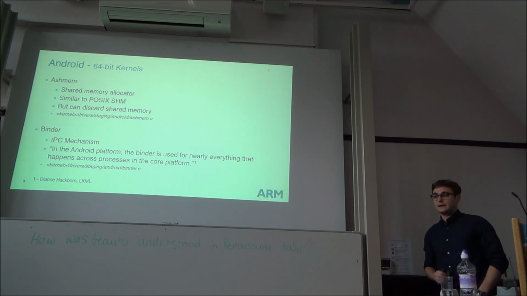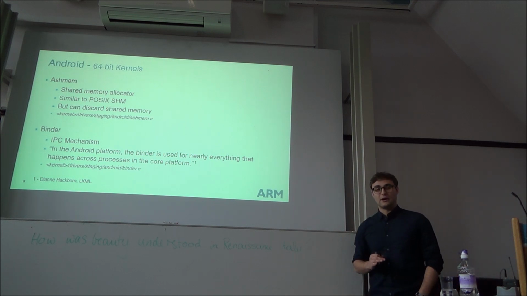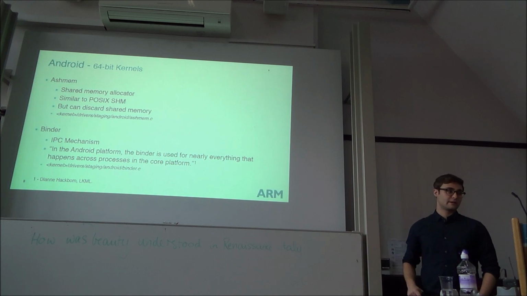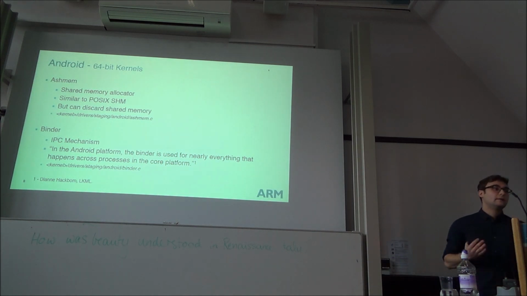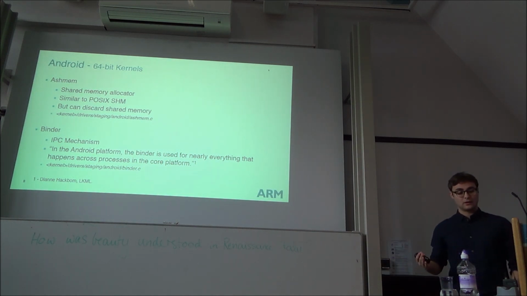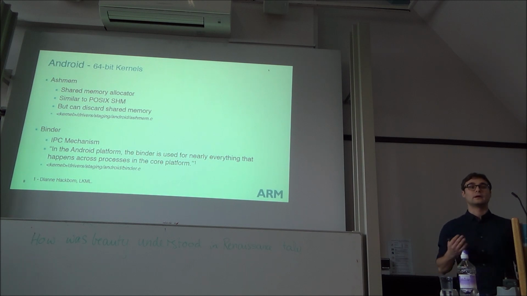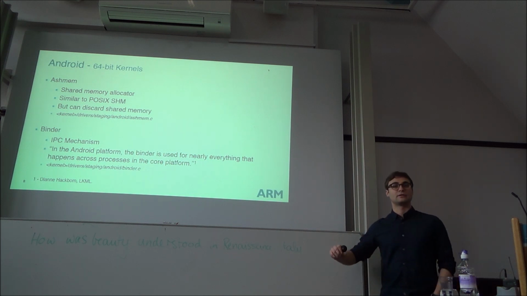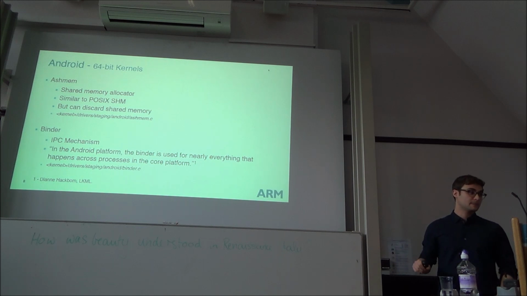So ashmem is Android's shared memory subsystem. It's similar to POSIX SHM. You might be familiar with this. This is what Ubuntu uses, for example. And it has a special quality. It can discard memory when under memory pressure. So for example, when your phone hits a limit, then the applications that you have in the background might be killed because the system reclaims memory.